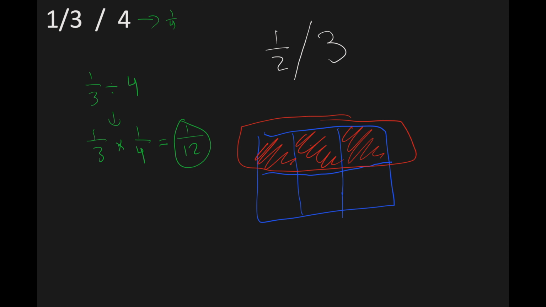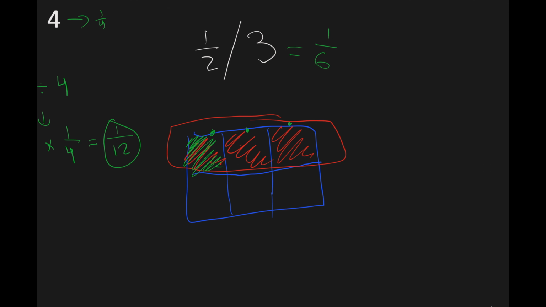So let's count how many there are. Sorry, wrong color. We have 1, 2, 3. So 3 of these divided by 3 equals 1. So this one would be the only one colored in, right? So this ends up equaling 1/6. So this equals 1/6.